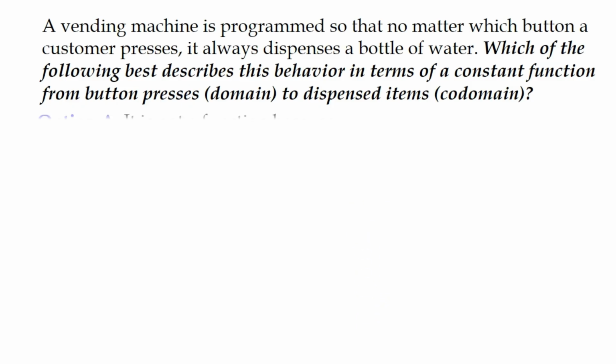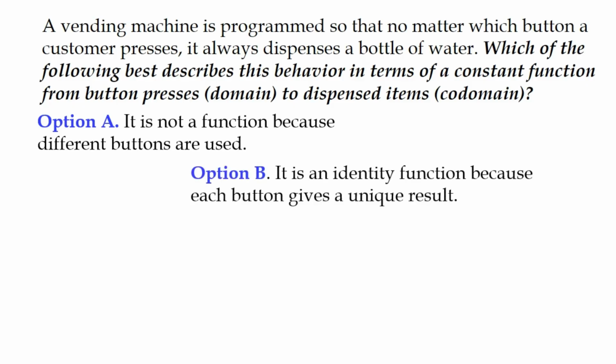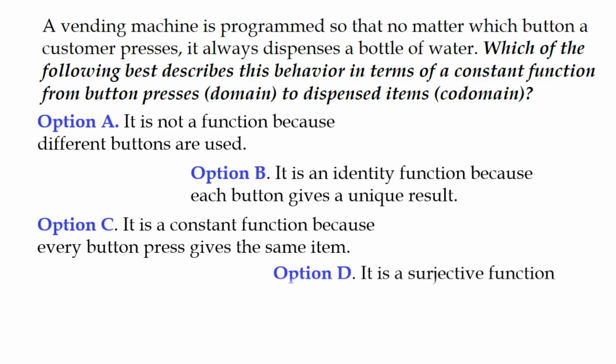This is not an identity function. Please take a look at it, because what the question says is: which of the following best describes this behavior in terms of a constant function from button presses, which is the domain, to the dispensed item, which is the codomain. The reason why I'm saying this is this.